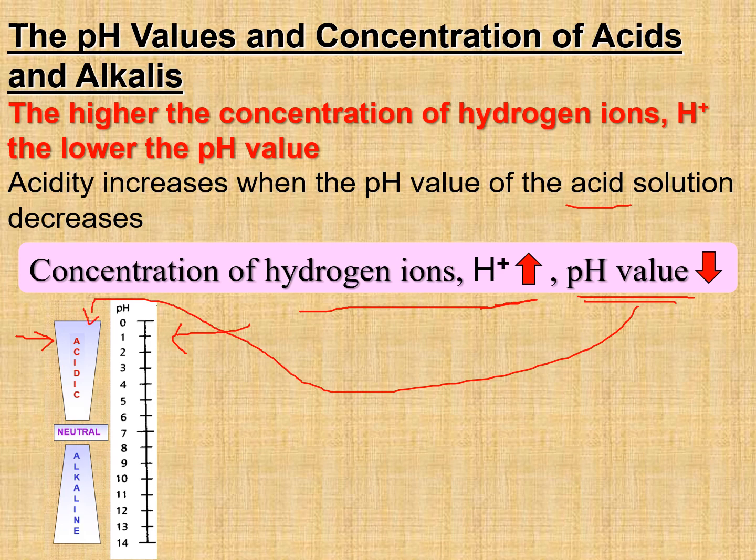You have to memorize and remember that. The higher the concentration of H plus, the lower the pH value, but the lower the pH value, the stronger the acidity it is. Okay, this is for acid. Next one.